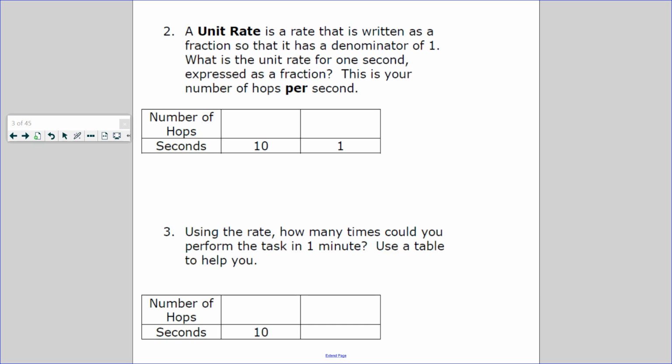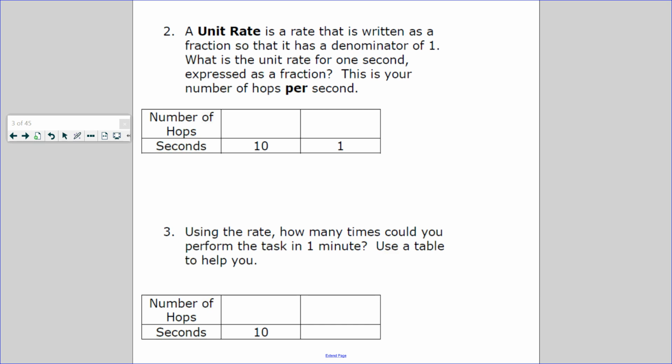This is your number of hops per second. You may have heard the word per, for example, miles per hour. That means how many miles do you drive for every 1 hour? What else do you have per? Miles per hour, miles per gallon, mpg. My Toyota Corolla can drive about 40 miles per gallon. That means 40 miles for every 1 gallon, 40 miles for each gallon, 40 miles for 1 gallon.